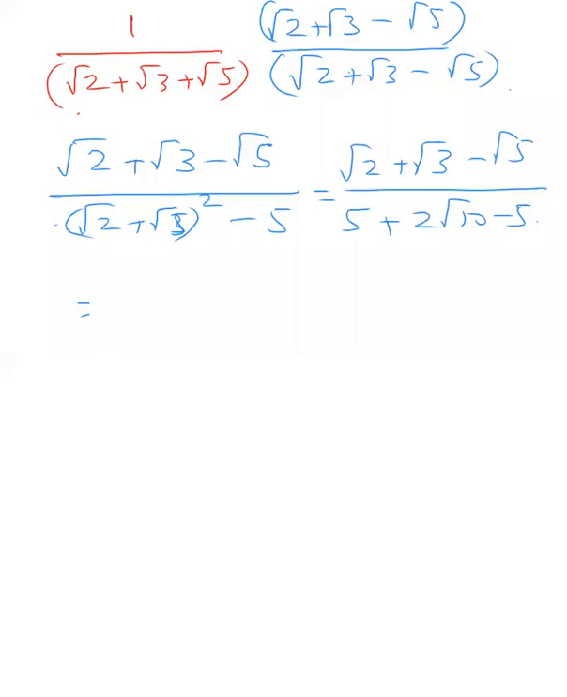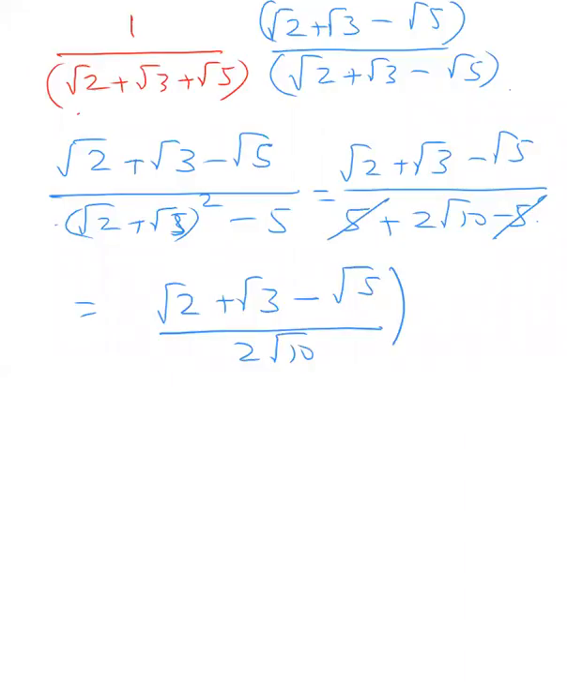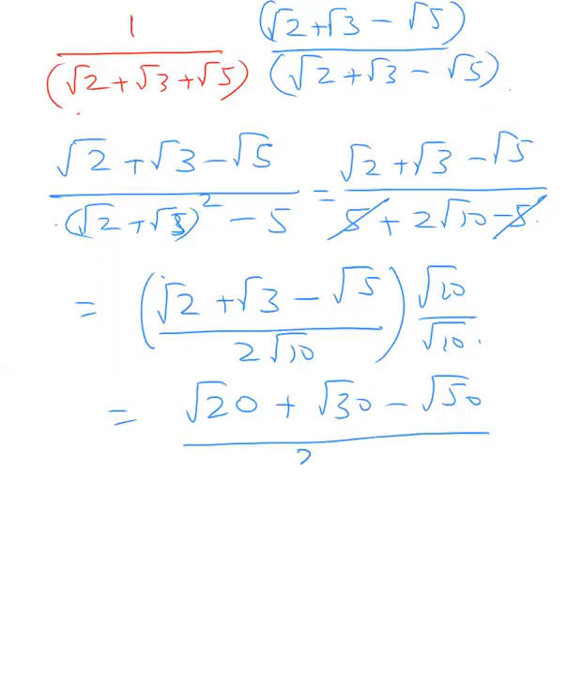Right? So in this case, 5 and 5 will be cancelled out. This is coming as root 2 plus root 3 minus root 5 upon 2 root 10. So multiply with root 10 or divide with root 10. I'm getting root 20 plus root 30 minus root 50 upon 2 into 10, root 10 square will be 20. Or we can write this as root 20 will be 4 into 5, so 2 root 5 plus root 30 minus this will be 5 root 2, whole thing divided by 20, distributing this 20 everywhere.